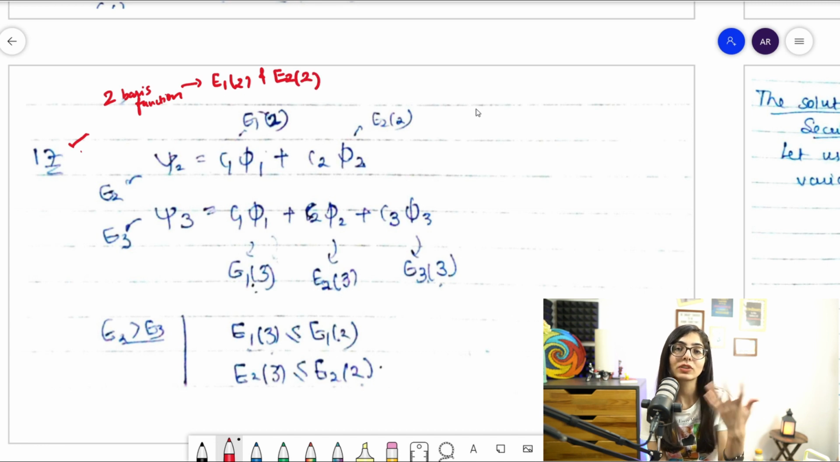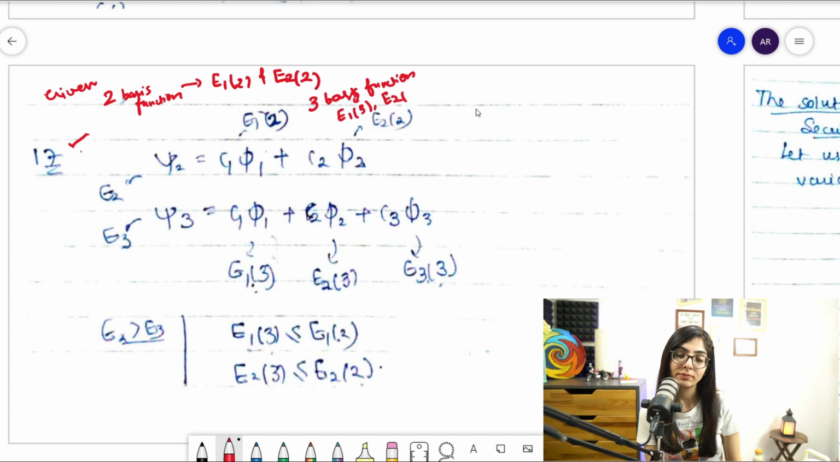Fine. I'm just writing down what is given. And three basis functions were also given. This is given information. So the three basis functions, and the energies corresponding to them were E13, E23 and E33. So you will be confused about what these brackets, like 2 and 3, are.